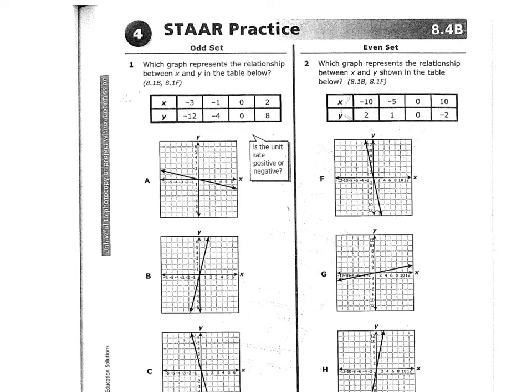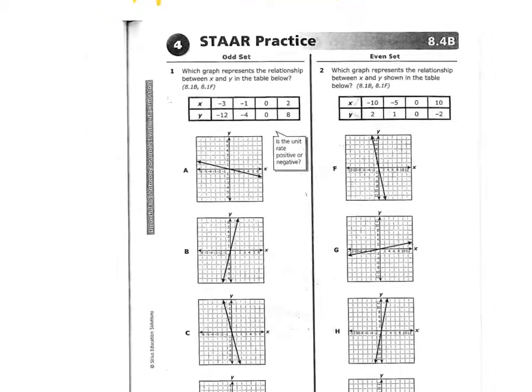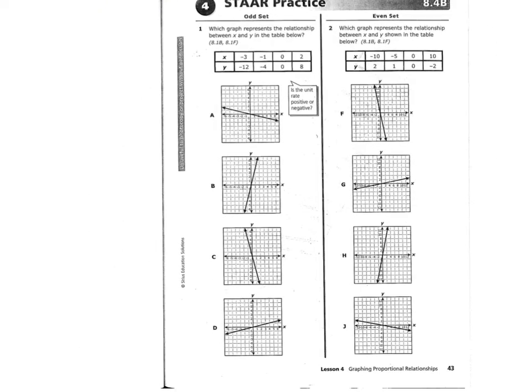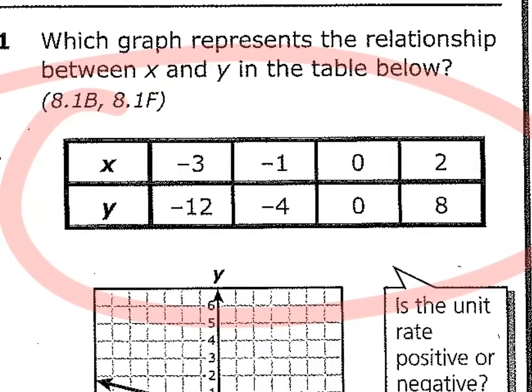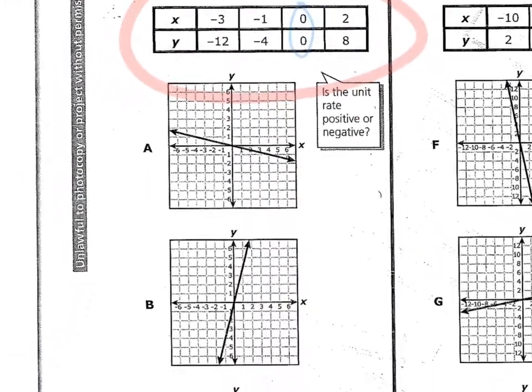On number 1, it says, which graph represents the relationship between x and y in the table below? Honestly, without even reading it, it's pretty easy to figure out what you're supposed to be doing here. They give us this table right here, and we're just trying to figure out what graph matches it. So here's what I'm going to do. I'm going to read these like coordinates. I'm going to use this set right here, because that's pretty easy to interpret. That's just 0, 0. So I'm going to go to each graph and figure out if it has 0, 0.